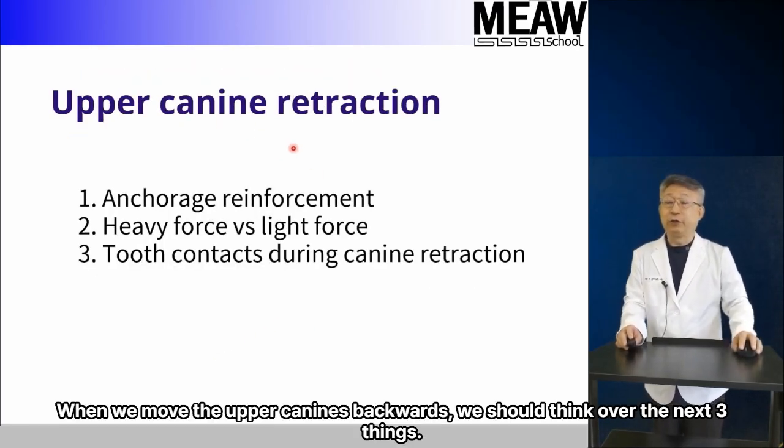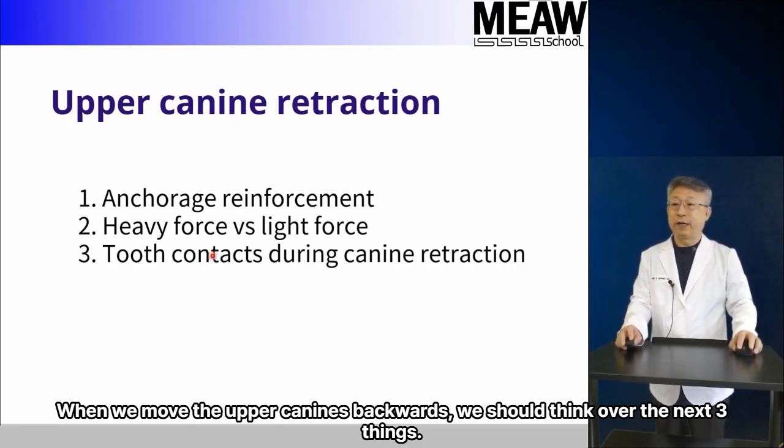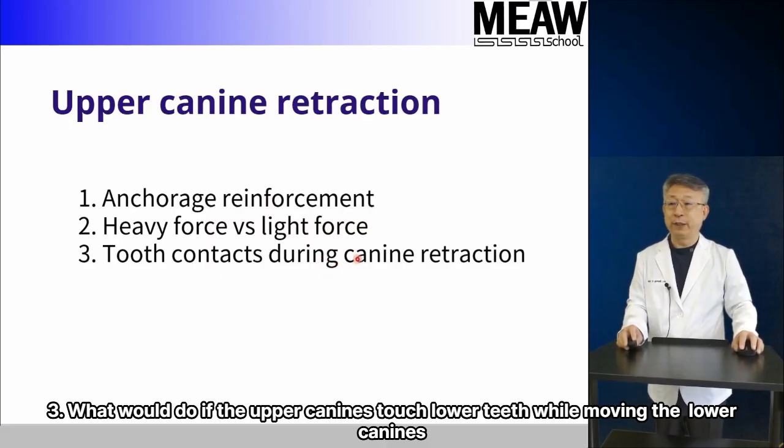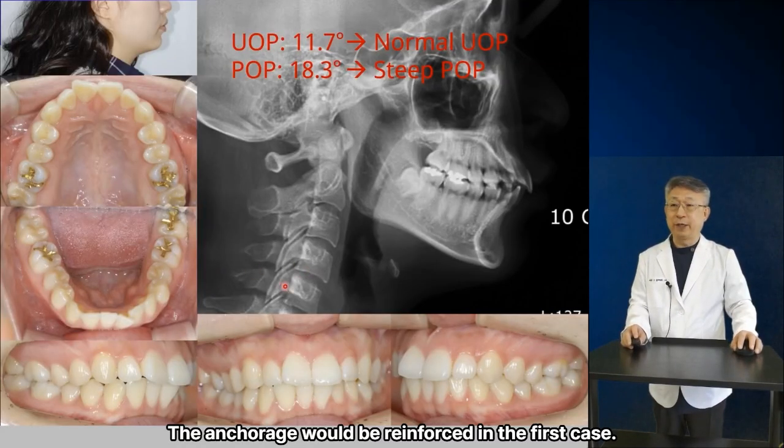When we move the upper canines backwards, we should think over the next three things. 1. Whether to reinforce anchorage or not. 2. Whether to apply heavy force or light force. 3. What would you do if the upper canines touch lower teeth while moving the lower canines? The anchorage would be reinforced in the first case.